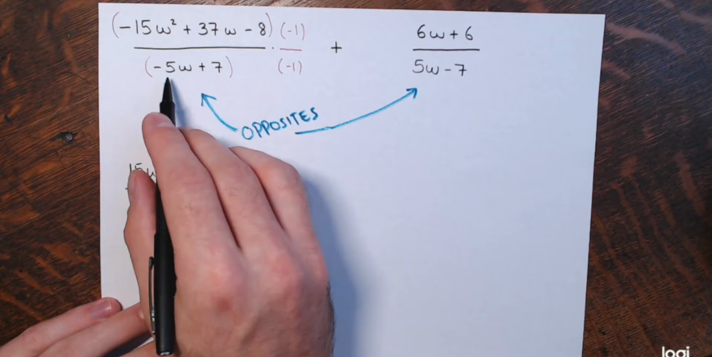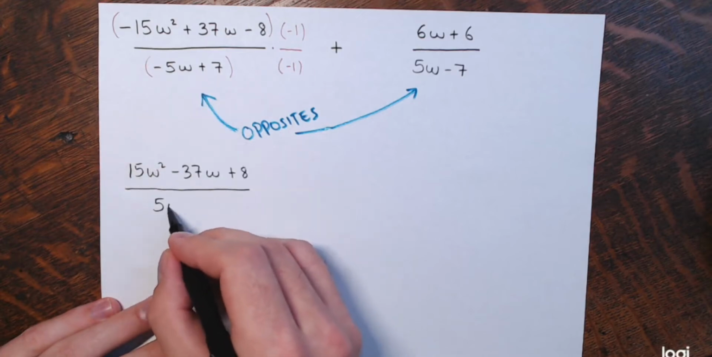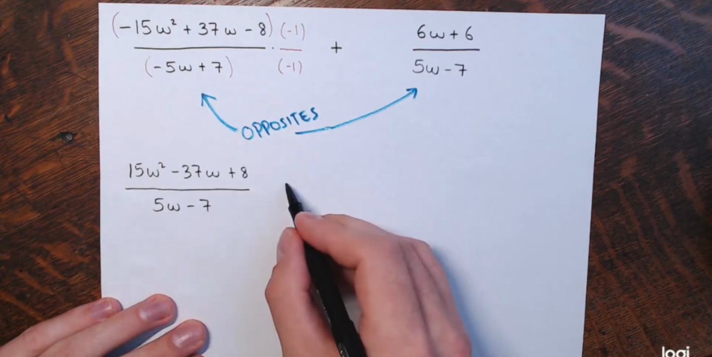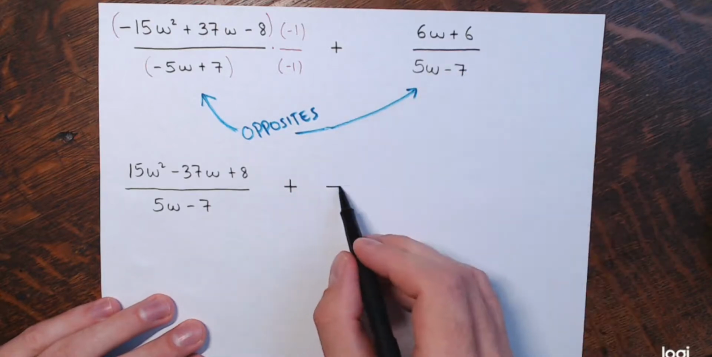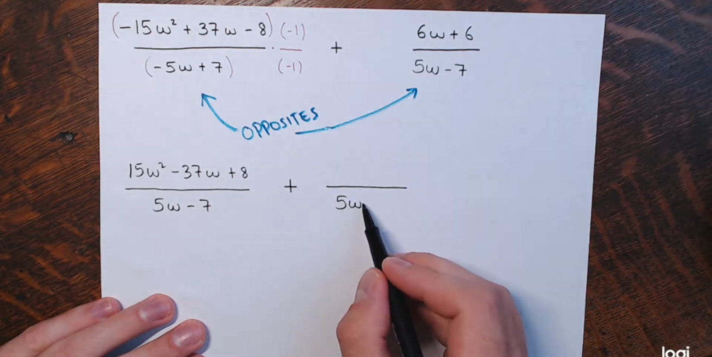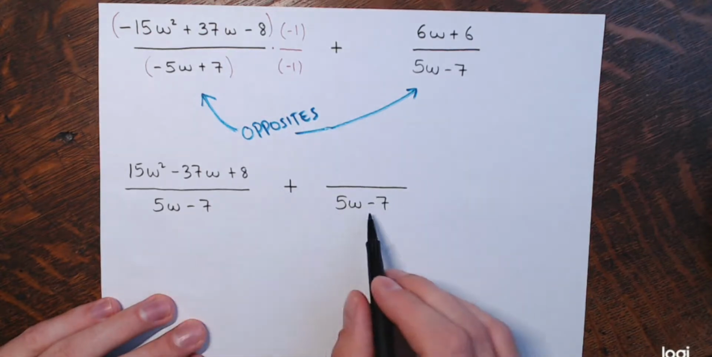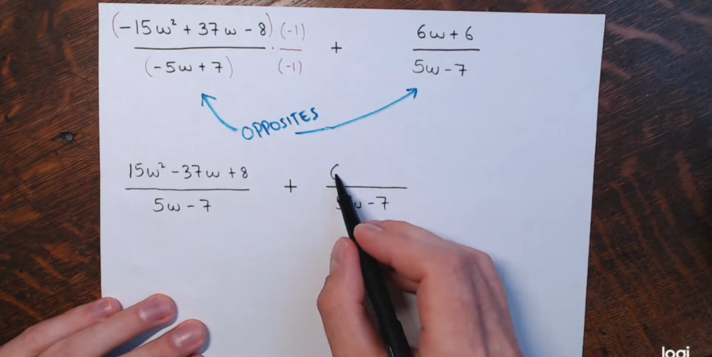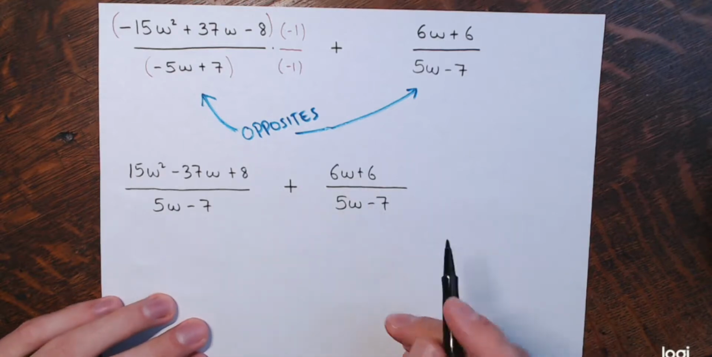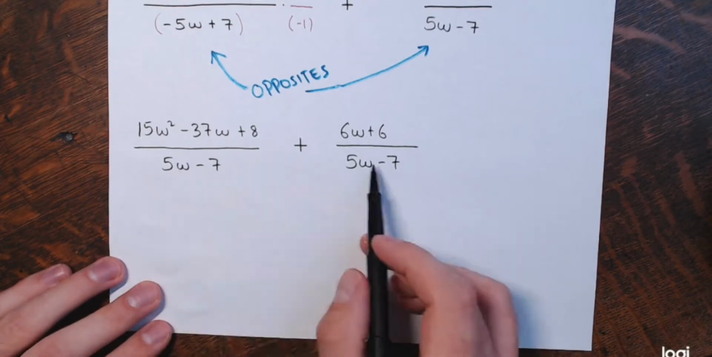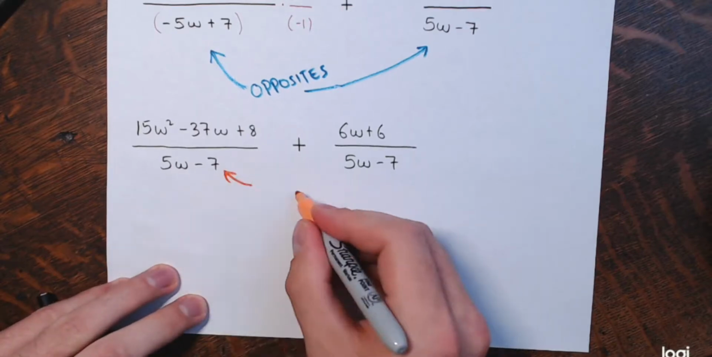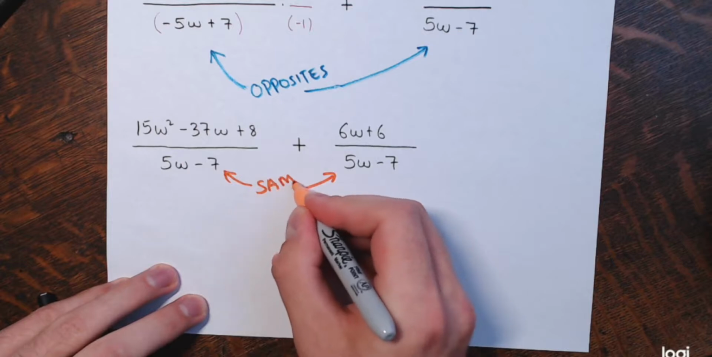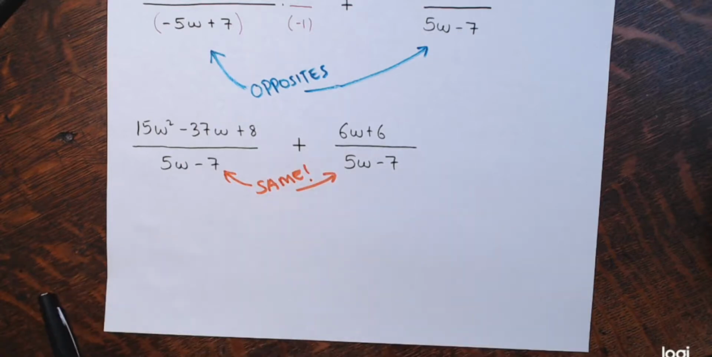And the denominator will be 5w minus 7. Alright, then we have addition, plus. Then the second fraction has the denominator I want, 5w minus 7. Both these fractions have the same denominator now. So now that the fractions have the same denominator, this is what I want. I need the denominators to be the same. Now I can add them.